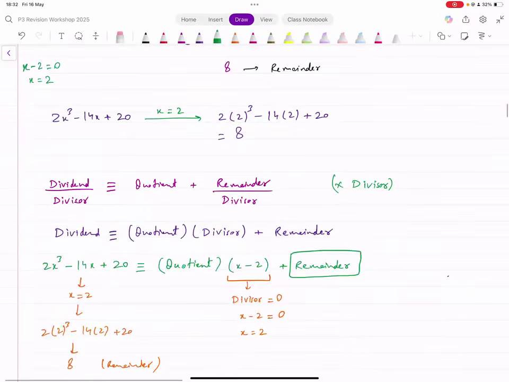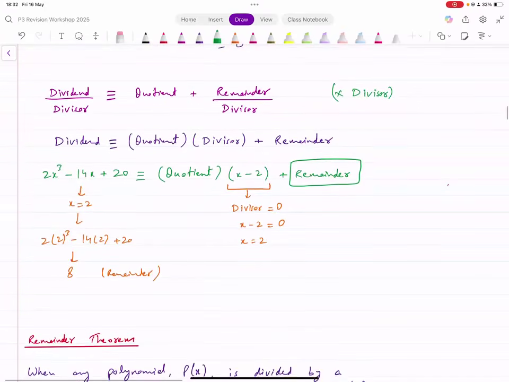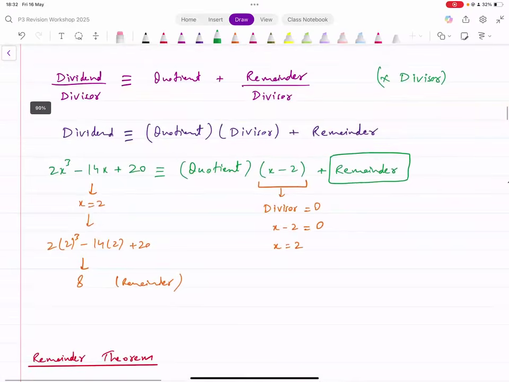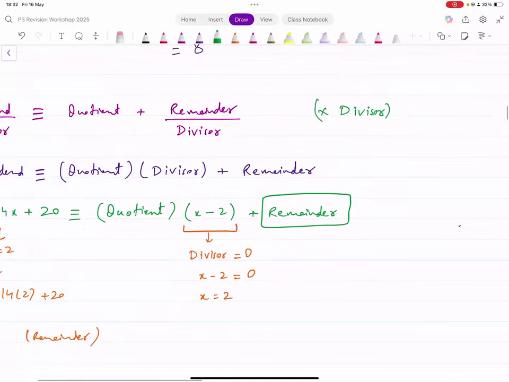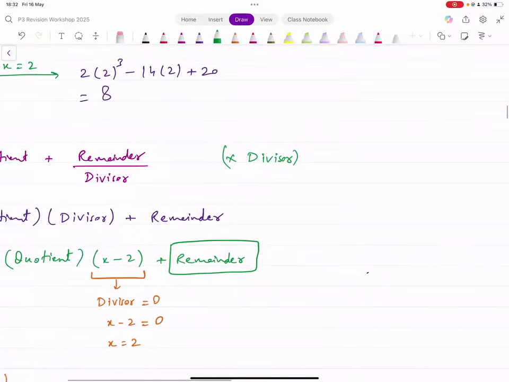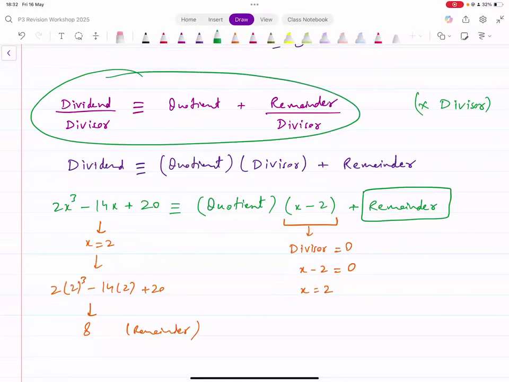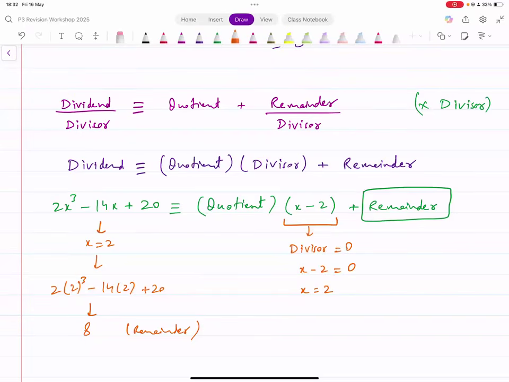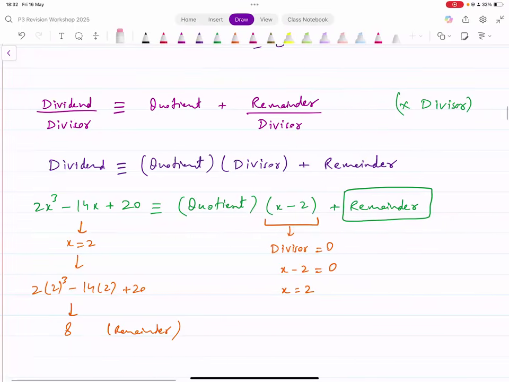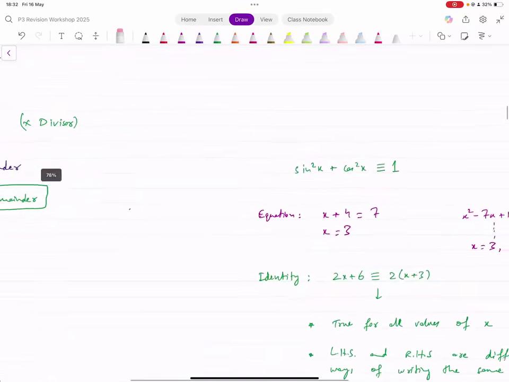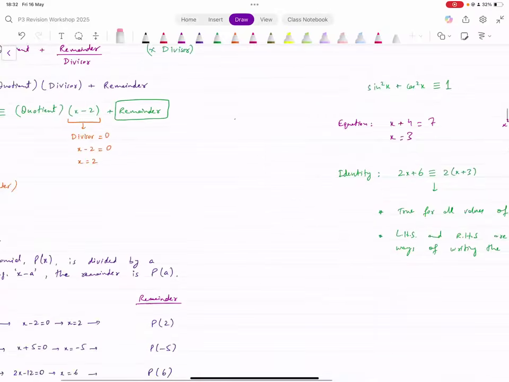Now, there's a logic behind why it works. This is basically the explanation of that. If you're interested, you can look at one of the detailed videos for that. So it comes from here: dividend over divisor is quotient plus remainder over divisor. When we rearrange that, we are left with the remainder when we put the divisor equal to 0. That's where it actually comes from. But this is the takeaway from that.